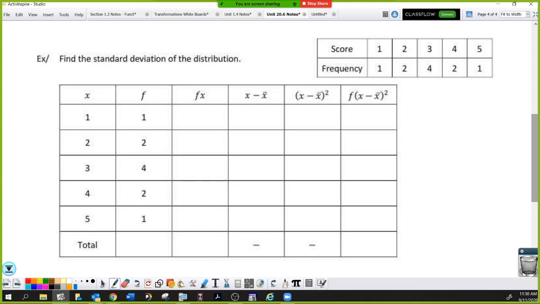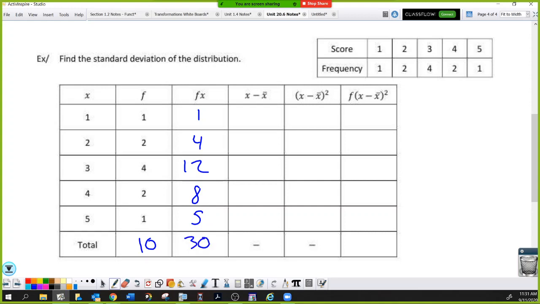So this is our frequency column. This is fi. This is our product frequency. So it's 1 times 1, 1, 2 times 2, 4, 3 times 4, 12, 8, 5. Oh, I forgot to add straight down, didn't I? This totals 10. And the fx, if you add up 1, 4, 12, 8, and 5, you will get 30.